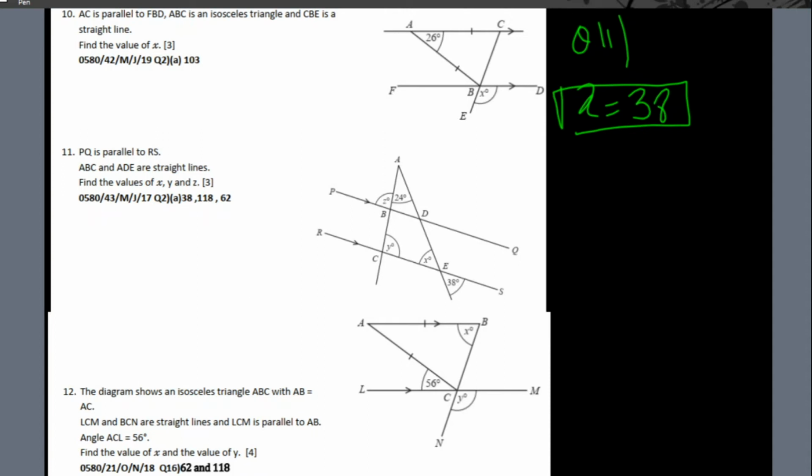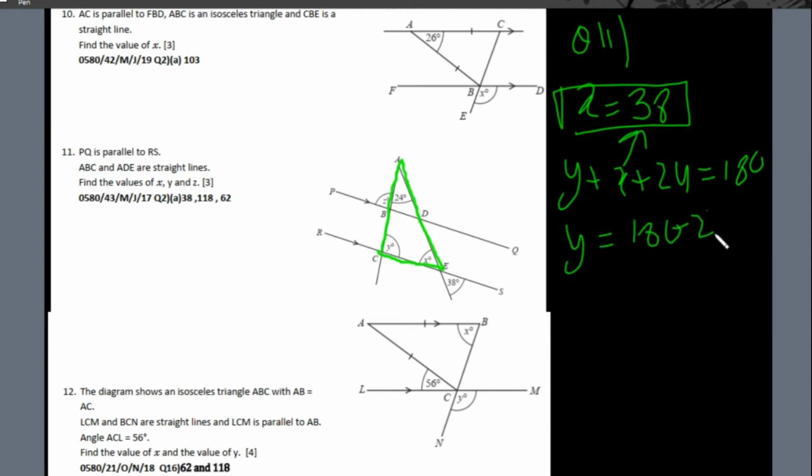Next, we have to find the angle y. So to find y, what can be done? We can simply use this triangle here. We have two angles in this triangle and we can find the third angle. We know y plus x plus 24 equals 180 and x is 38. So y equals 180 minus 24 minus 38, which is 118.